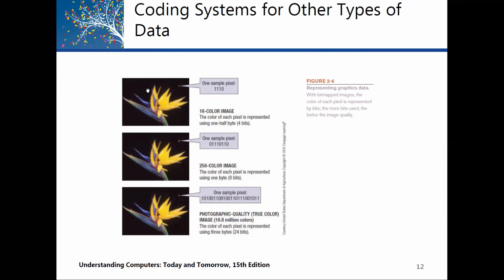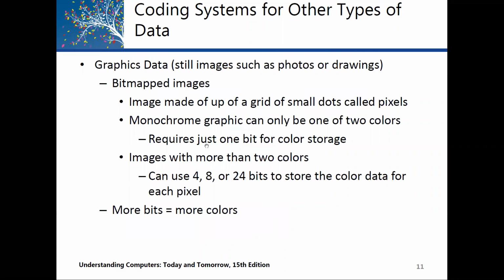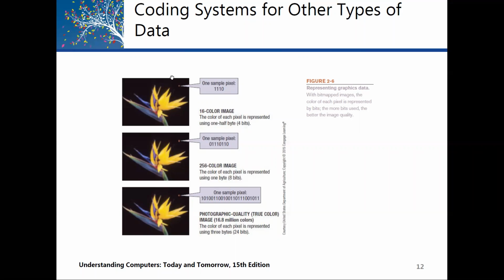So if this is a color image, for every single pixel, that's one component of the picture, we need to store the color information for every pixel, right? So for example, if it is using 16-color images, that means the color of each pixel is represented using half a byte, that is 4 bits, because it is 16 colors.